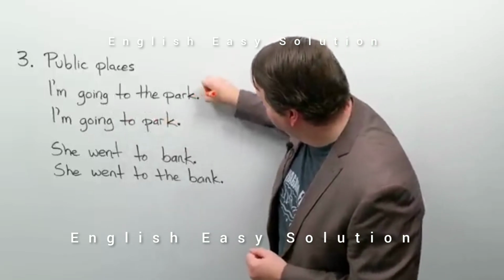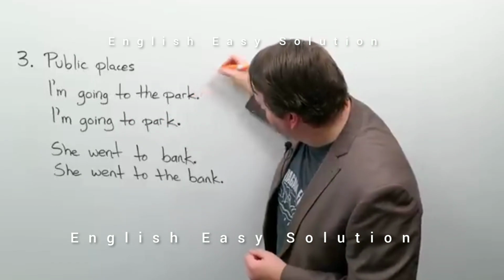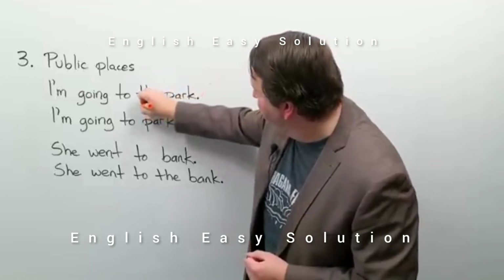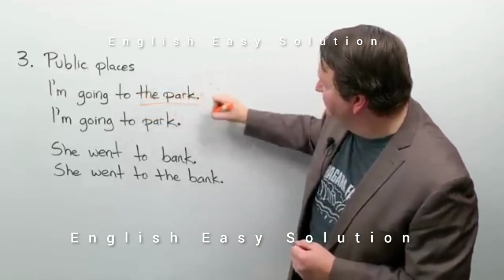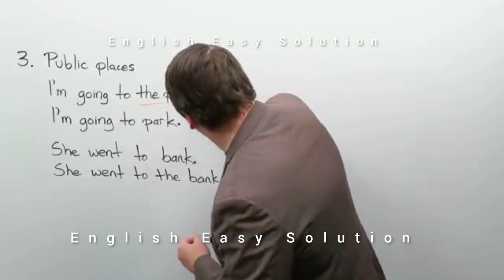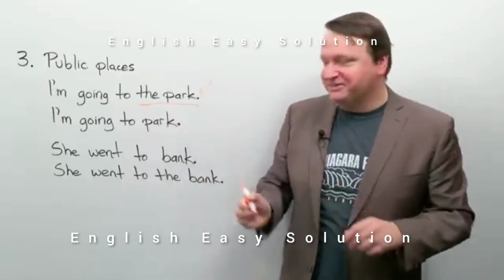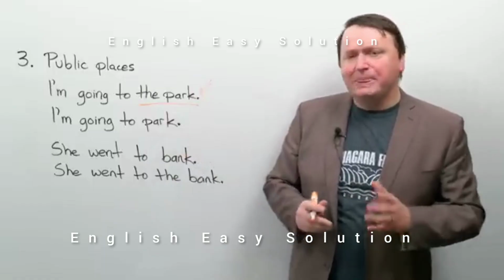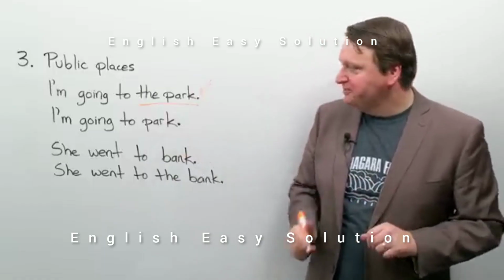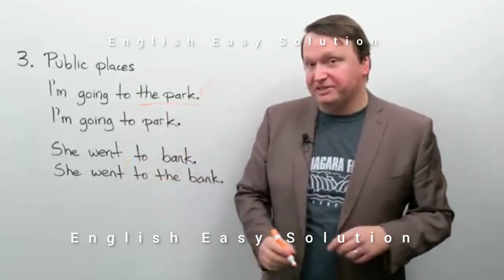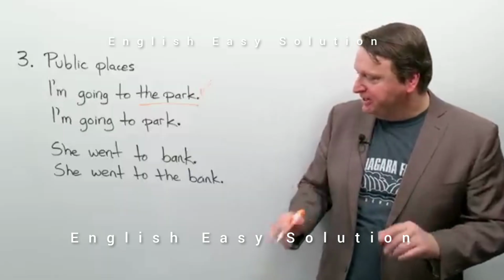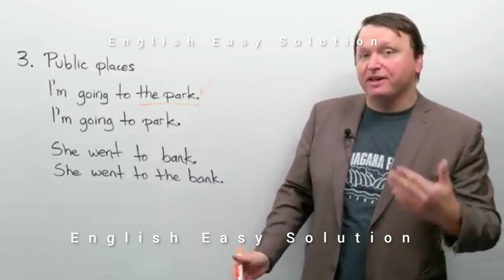Not, oh, I swear this was fine when I checked it before. The park. Maybe I need to go in closer. Well, you know what I mean. You can kind of see it. This is the correct one. Not, I'm going to park. Next, she went to bank. No, no, no. She went to the bank.